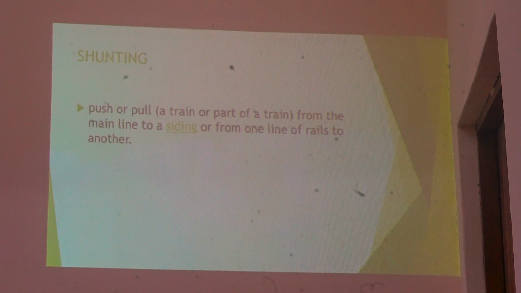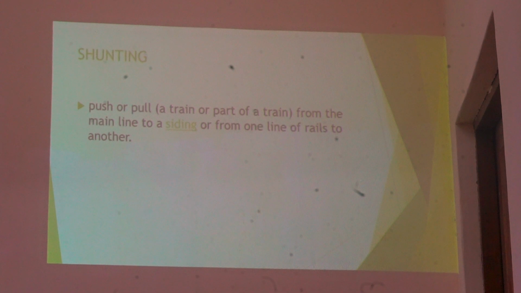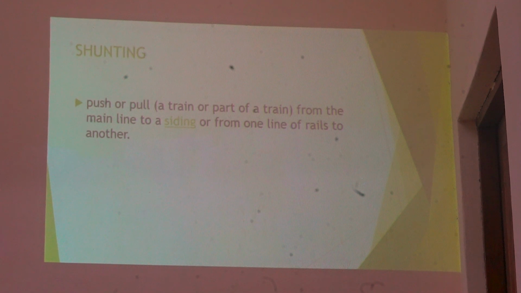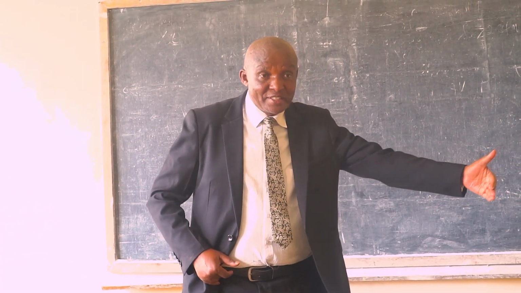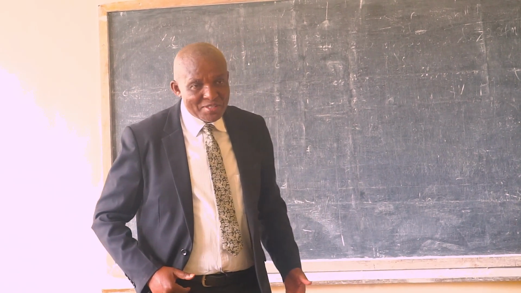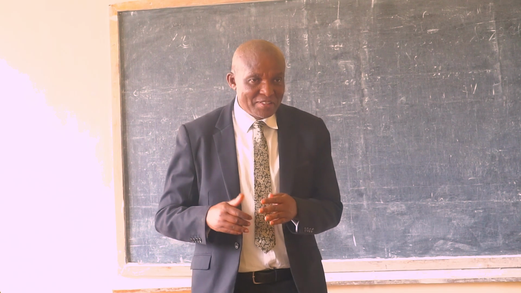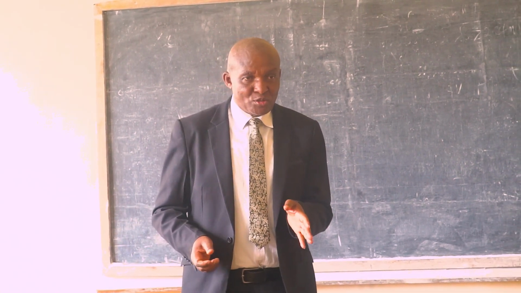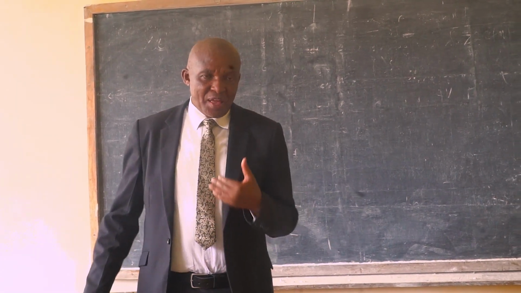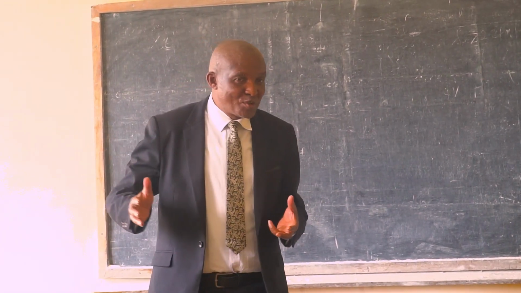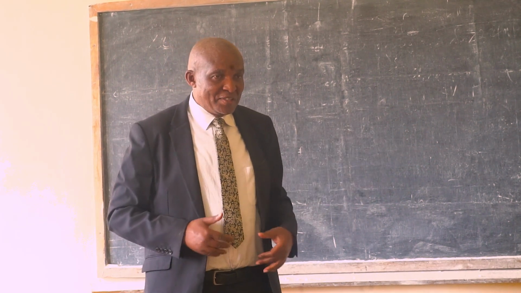Shunting is to push or pull a train, or part of the train, from the main line to a siding, or from one line of rails to another. For example, if a train arrives in a certain station, it does shunting. Maybe there are some wagons which need to be removed from the rail, maybe they have reached their destination, so they do siding to remove them. There may be other wagons which need to be connected so people may board towards another direction. They do it through the sidings.